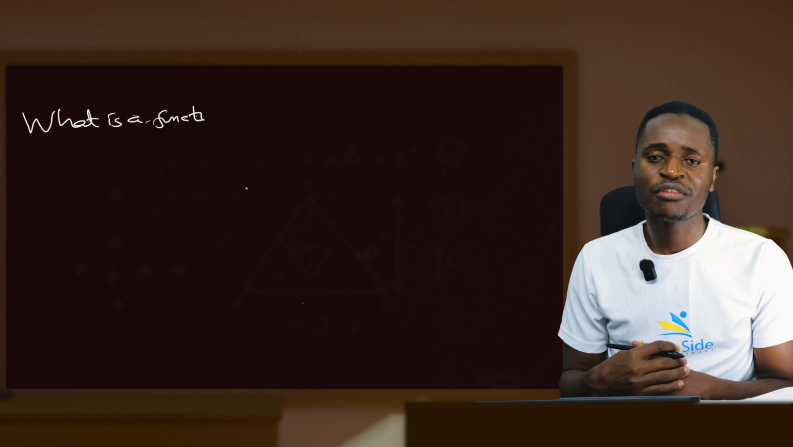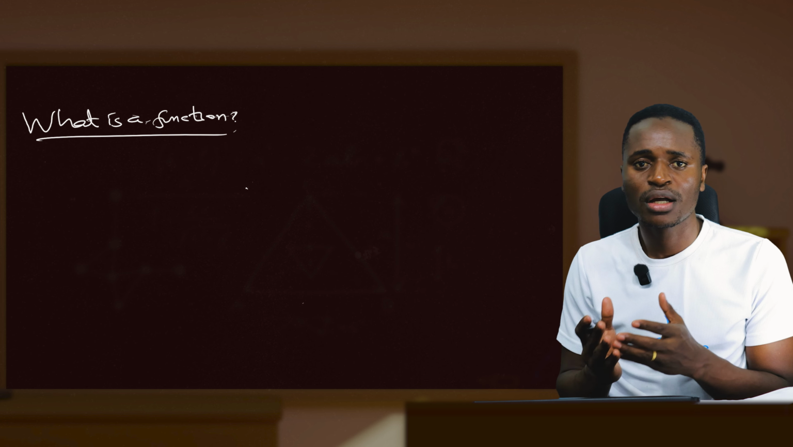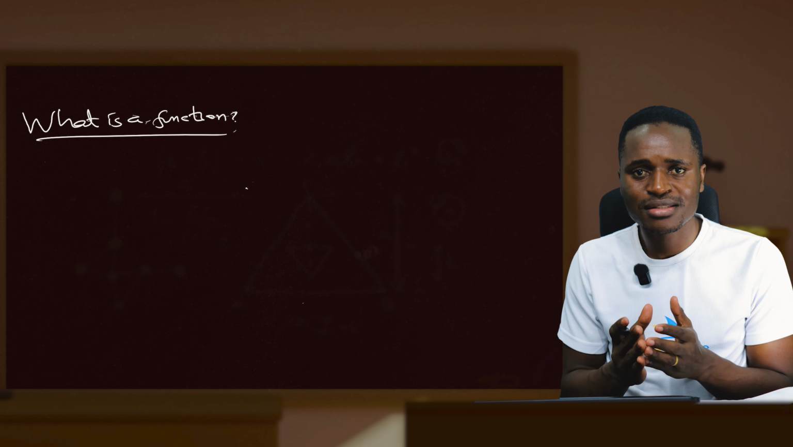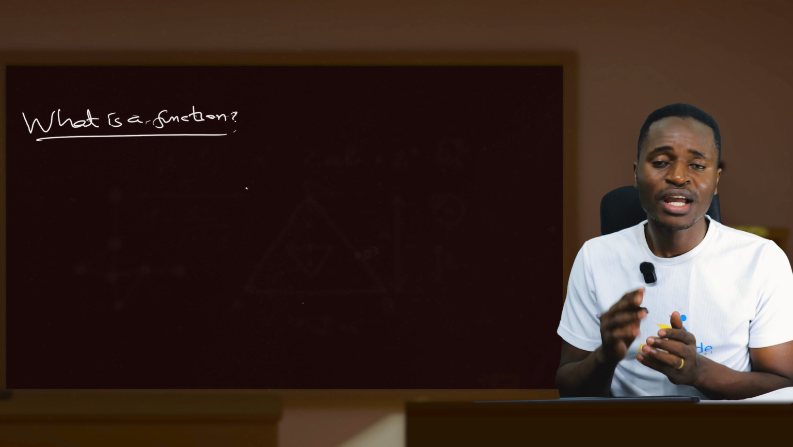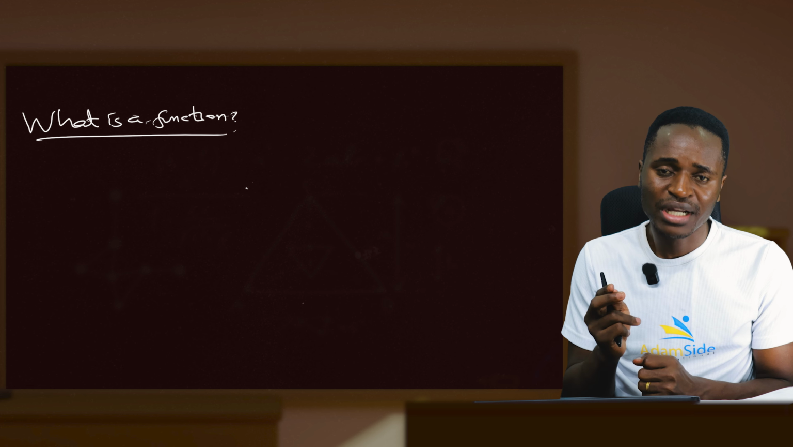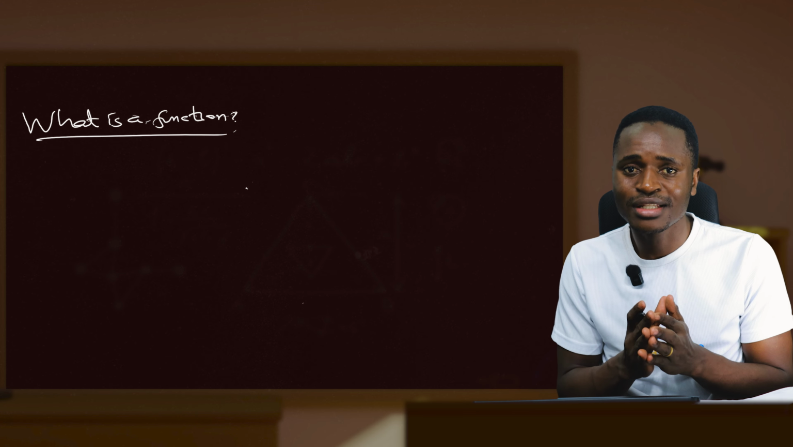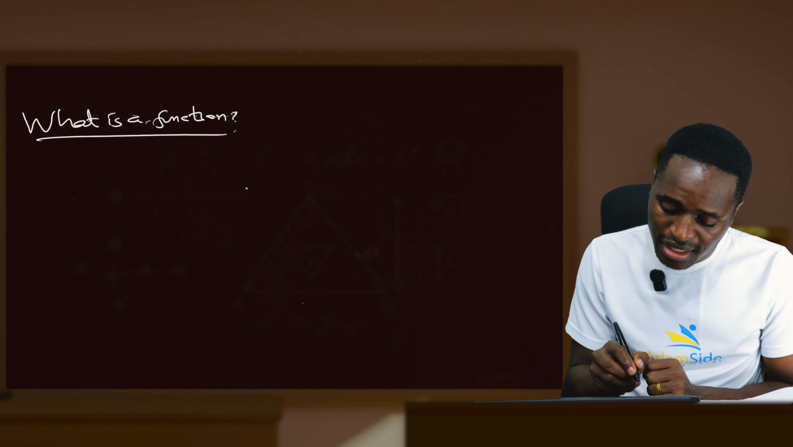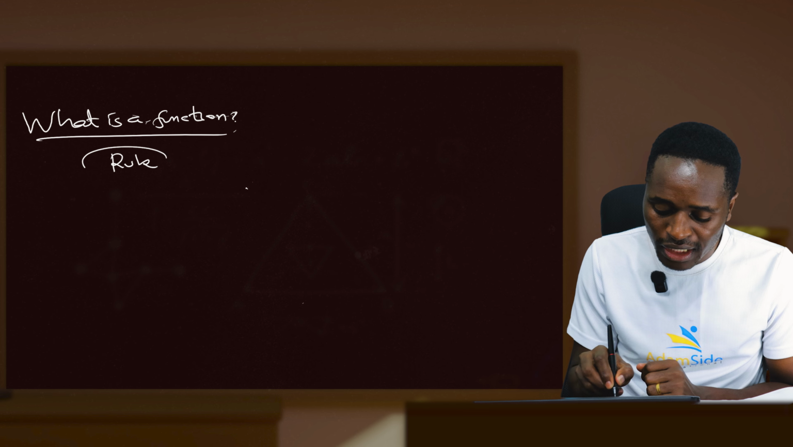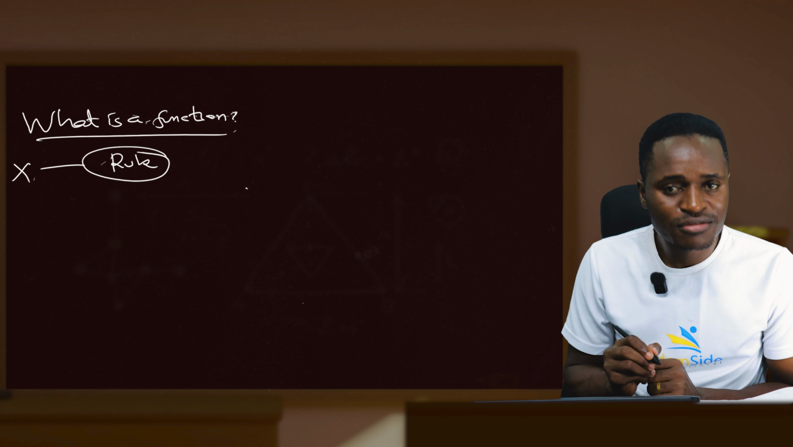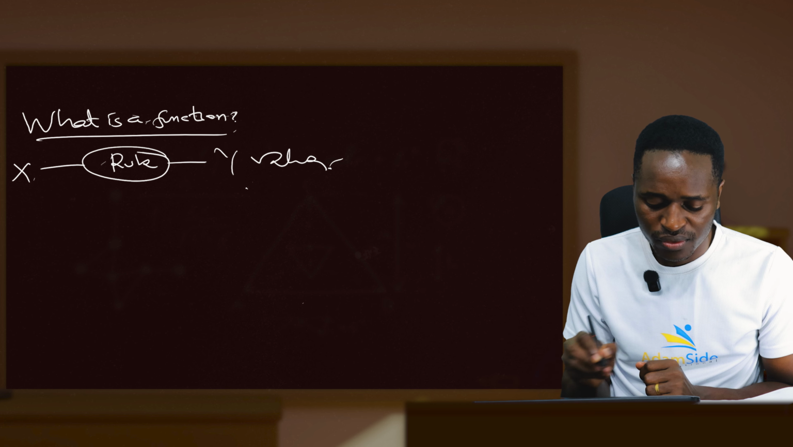What is a function? A function is a rule that connects two variables, one variable which is x and another variable which is y. In a function, we have two main points. One thing that we know about a function is that there should be a rule. So this rule connects the x values and the y values.